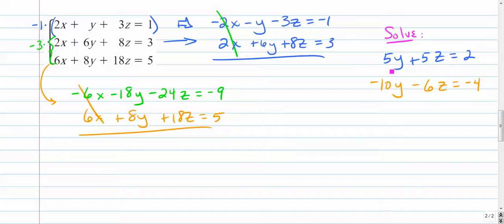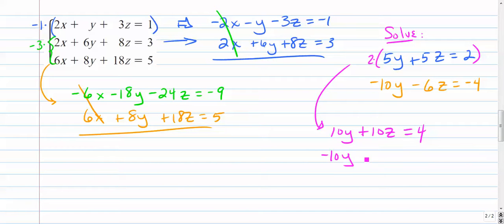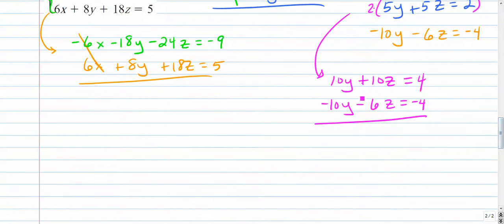I'm going to try to eliminate the y's. Let's go ahead and multiply the top one by 2. That'll give me, I'll bring this down here, 10y plus 10z equals 4. Rewrite the bottom one. Alright, some cancellations here. Cancel. Those cancel as well. That's kind of interesting. And we are ready to write. We've got 4z equals 0. Divide by 4. Obviously, z is 0.